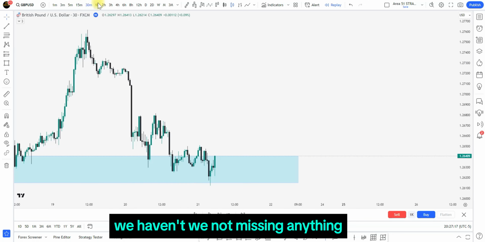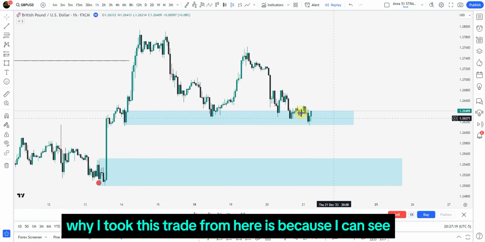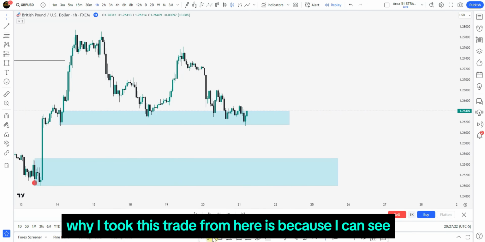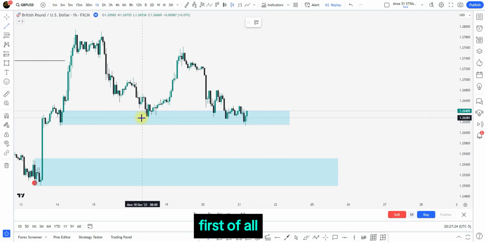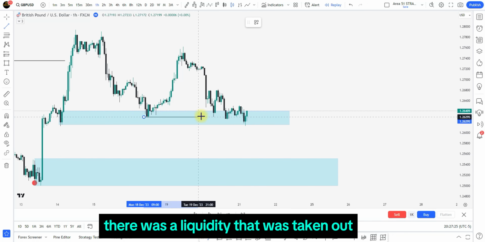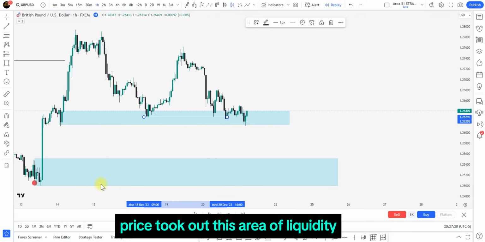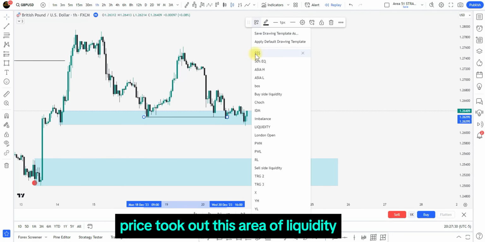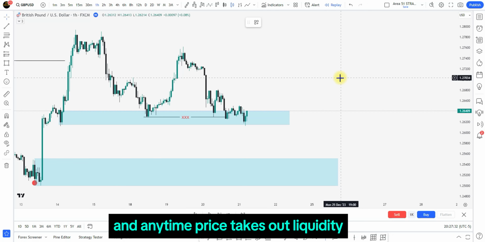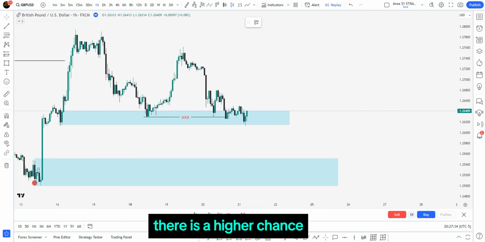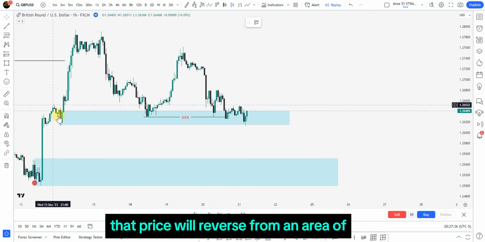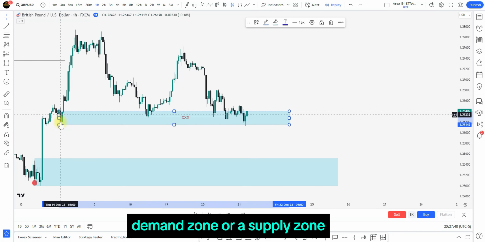We're not missing anything. So the reason why I took this trade from here is because I can see, first of all, there was a liquidity that was taken out. Price took out this area of liquidity, and anytime price takes out liquidity, there is a higher chance that price will reverse from an area of demand zone or a supply zone.